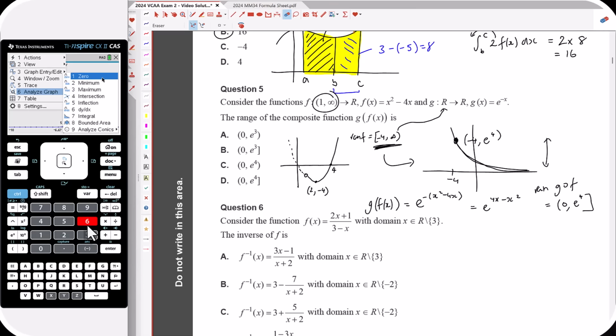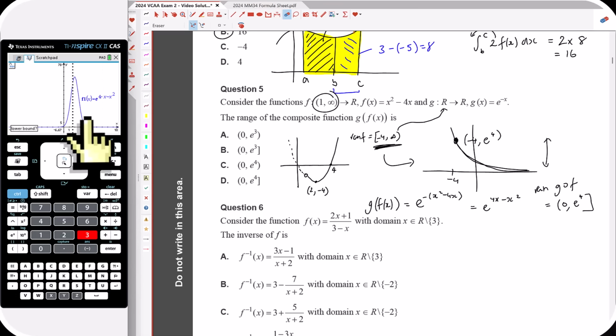So if we go menu 6, 3 for maximum, find this maximum point. Now obviously we can't tell whether that's e cubed or e to the power of 4, but we could calculate that over here as a decimal just to see which one it is. Okay, so it's not that one. So it's going to be e to the power of 4. And so obviously that's a turning point, so it's inclusive of e to the power of 4, and so it's going to be option D.